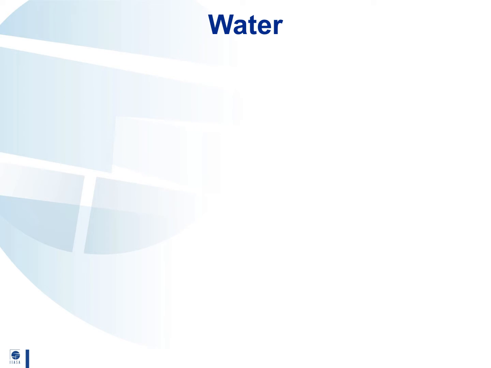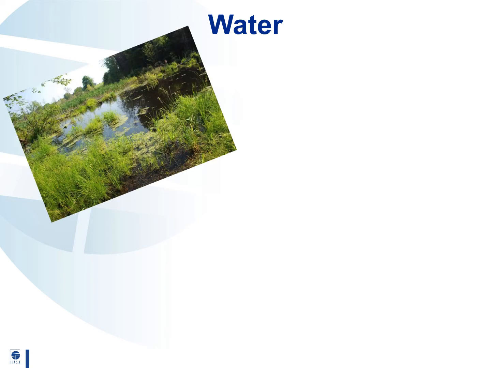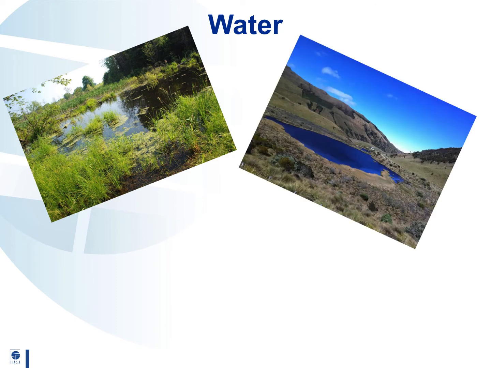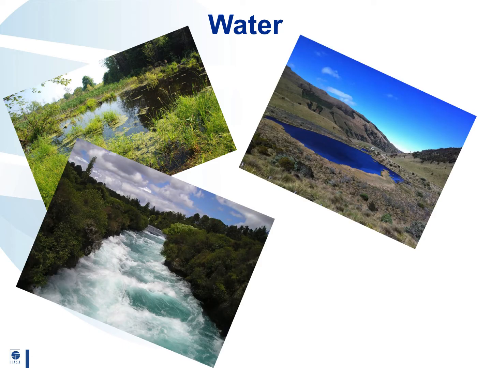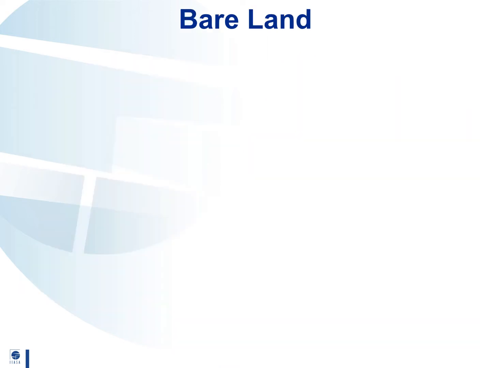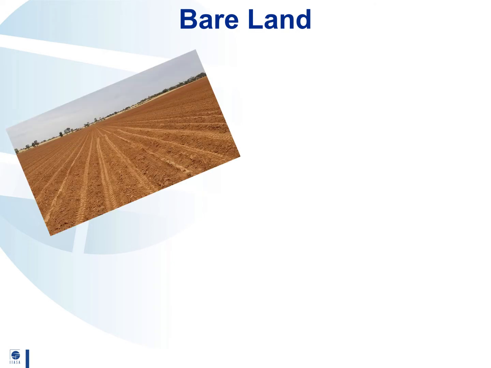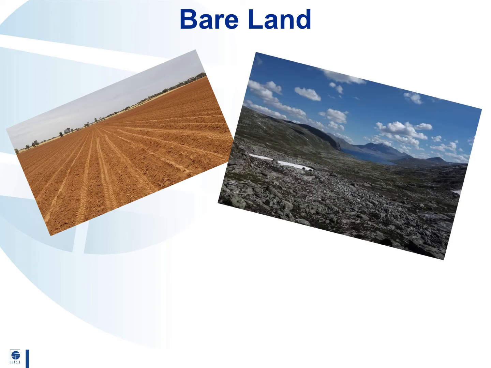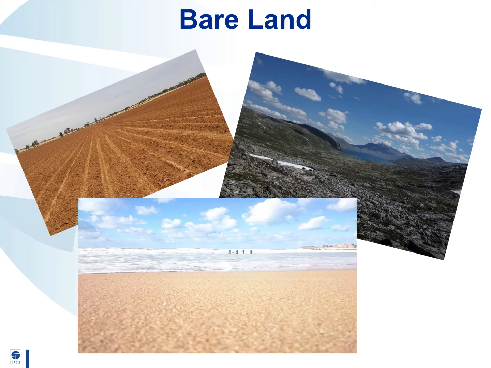If you selected water, you need to choose between wetland areas with vegetation, lake, lagoon or estuary, river, canal or running water, glaciers, snow or similar. If you chose bare land, you can select bare agricultural land with no or very few plants visible, rocks or stones, or sandy areas.